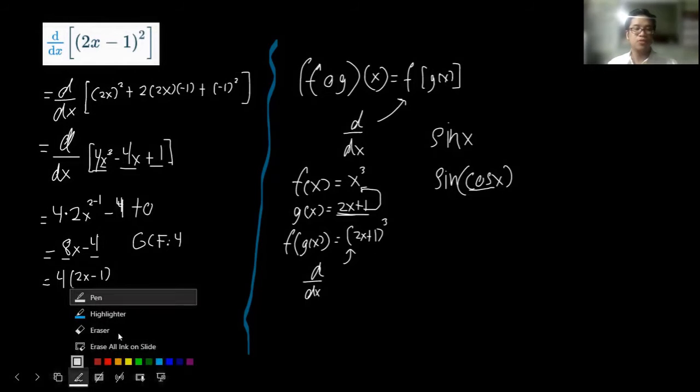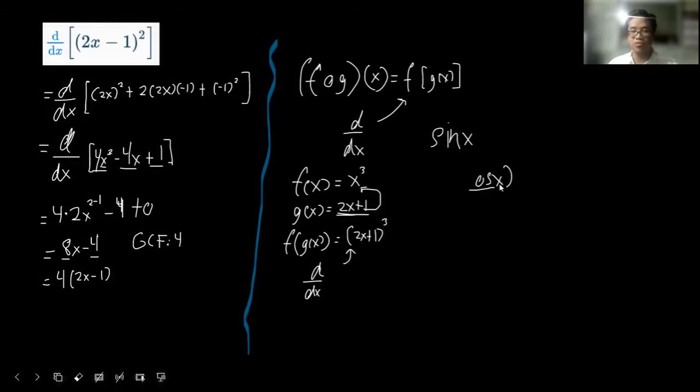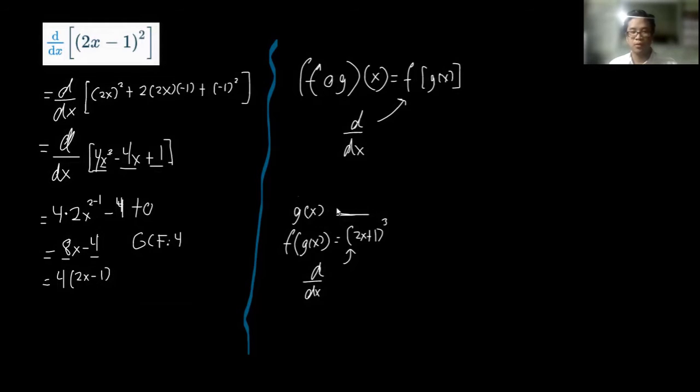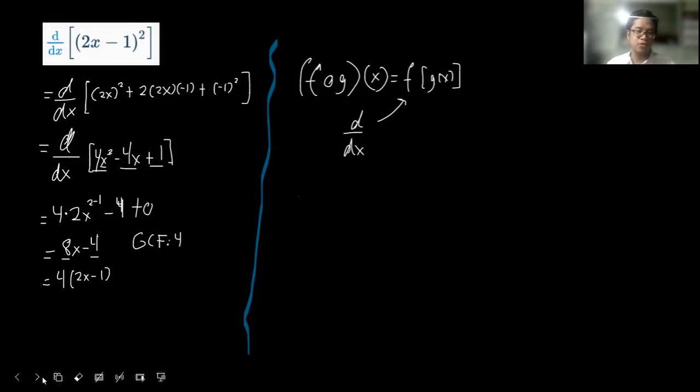So the formula for the chain rule, hold on, let me erase this one. The formula for the derivative of a composite function is just f prime of g of x times g prime of x.